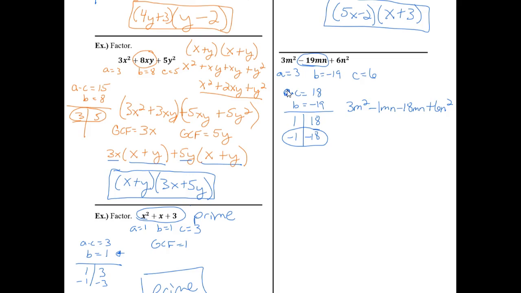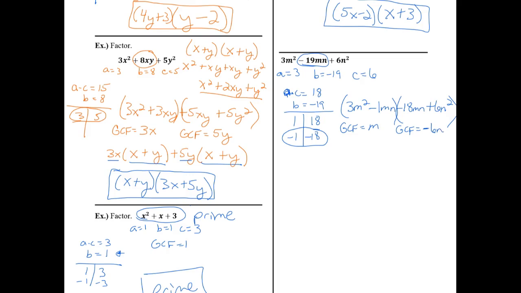All right, so now I've got 1, 2, 3, 4 terms. I'm going to factor by grouping. When I look at these first two, I'm looking for GCF. And they both have an m in common. On the second two, I'm looking for a GCF. And I see the leading term is negative, so I'm going to take out a negative. They both have a 6 in common and an n.